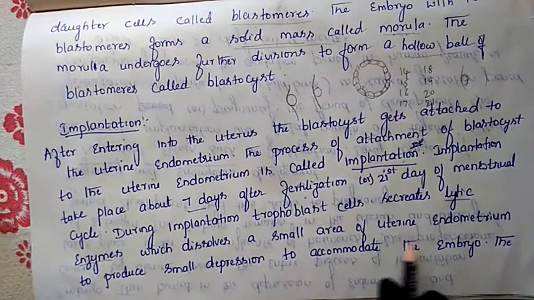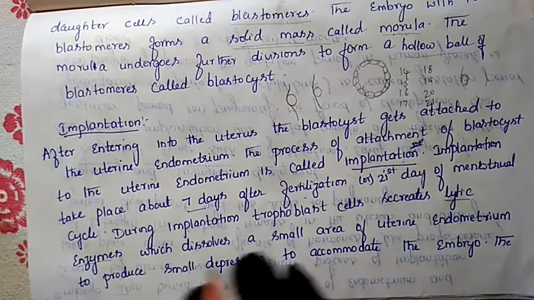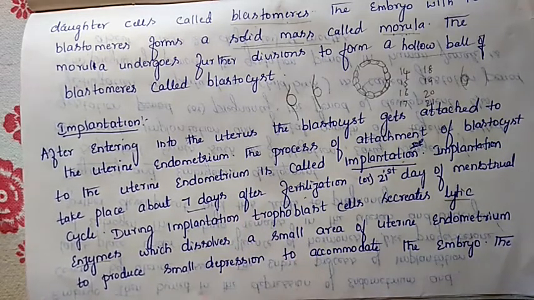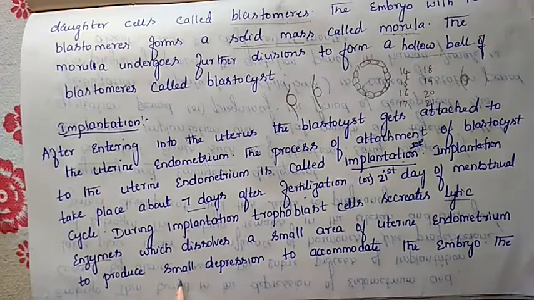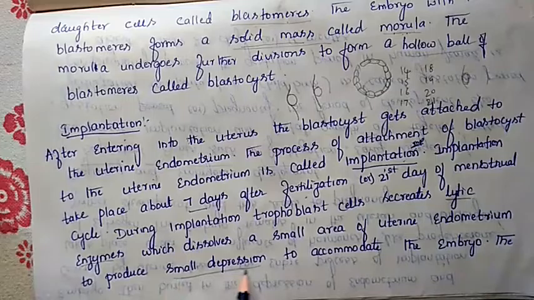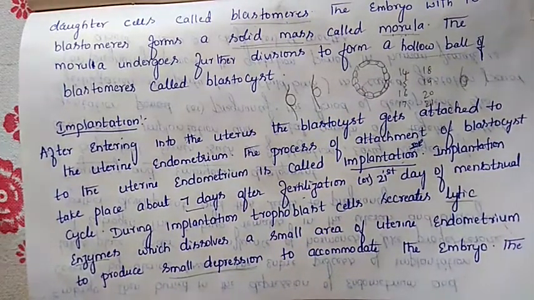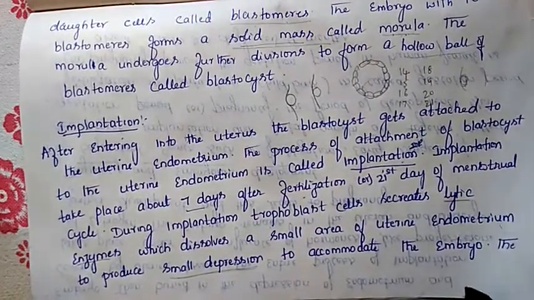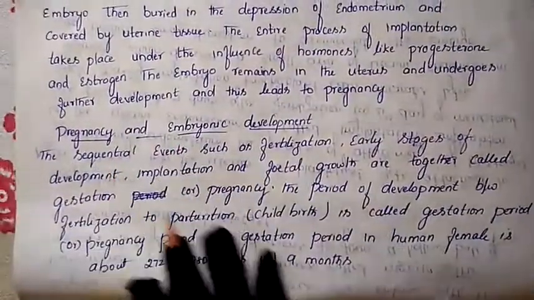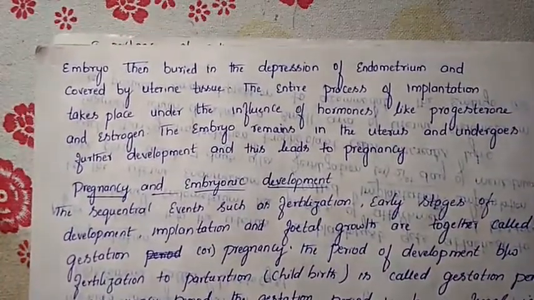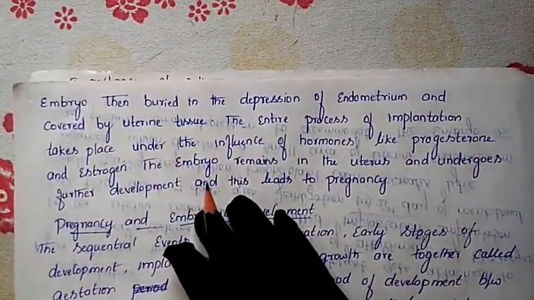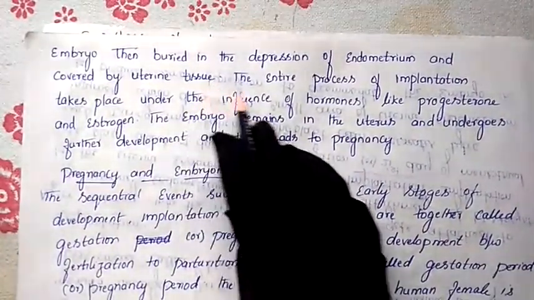The lytic enzyme dissolves a small area of the endometrium. That small area gets dissolved and forms a small depression, a small aperture, for the accommodation of the embryo. After that, the embryo is buried deep into the endometrium layer and later gets covered by the uterine tissues.